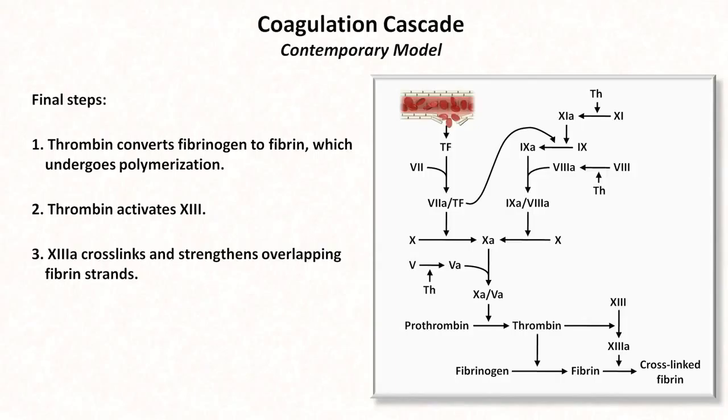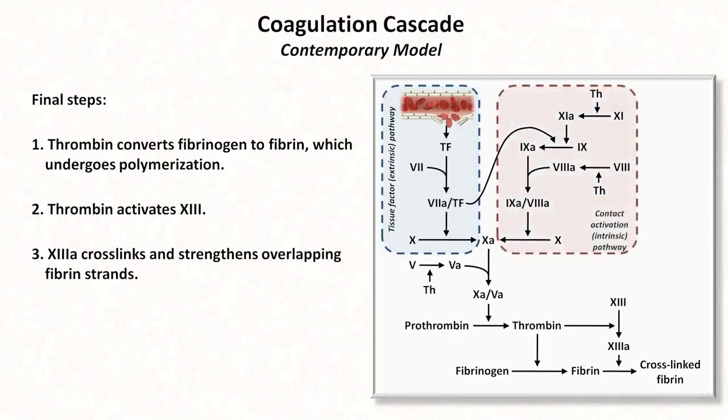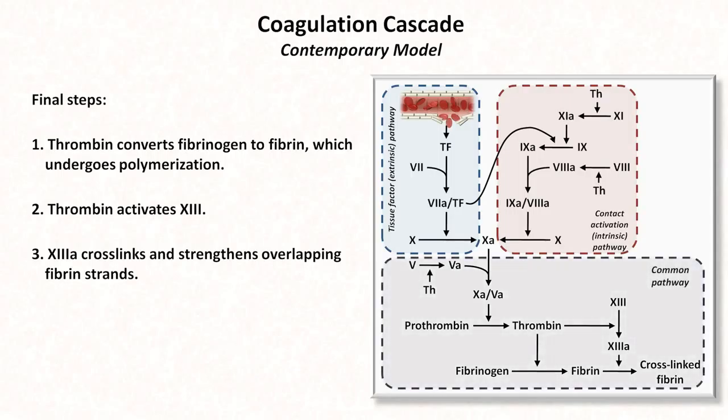Referring back to the traditional model of coagulation for a moment, although it has some limitations, it will be helpful to know that the traditionally described extrinsic pathway, also known as the tissue factor pathway, incorporates these steps. The intrinsic pathway, also known as the contact activation pathway, incorporates these steps. And the so-called common pathway includes everything that's left.